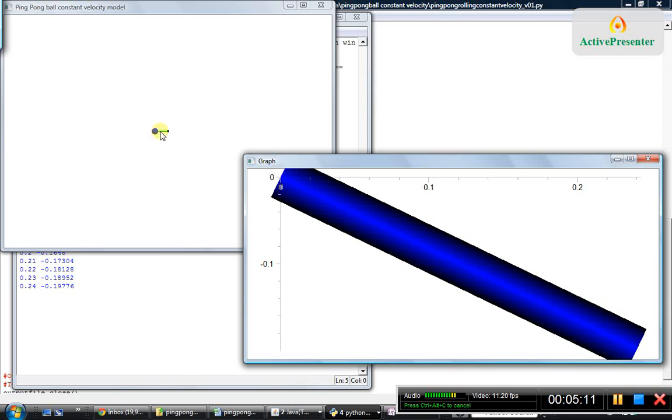As you can see, the object moved towards the negative x-axis with constant velocity, and this is the position versus time graph. This is the time axis and this is the position axis, and the values are exactly matching.